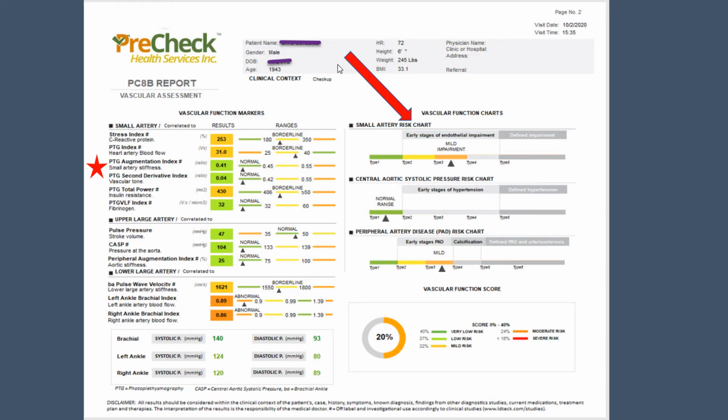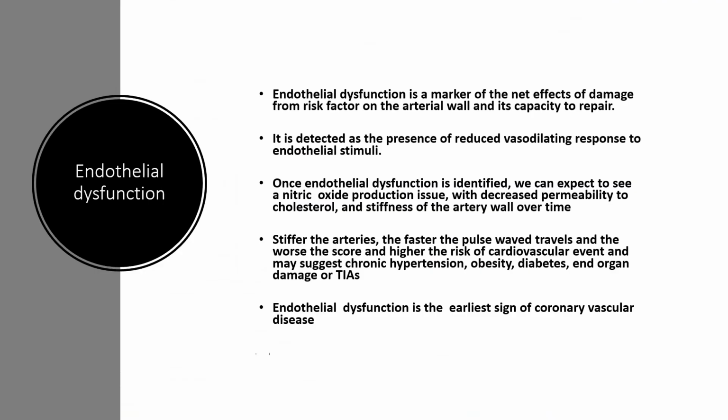This is where it is with the report. It takes the numbers, the modalities under the markers on the small artery, and develops a score from which we can get some idea of the endothelial impairment. This may be of consequence for the future in that it may warrant further cardiovascular workup, and it also may affect a person's energy level or fatigue. Endothelial dysfunction is a marker of the net effects of damage from risk factors on the arterial wall. It indicates the presence of reduced vasodilating response to stimuli.